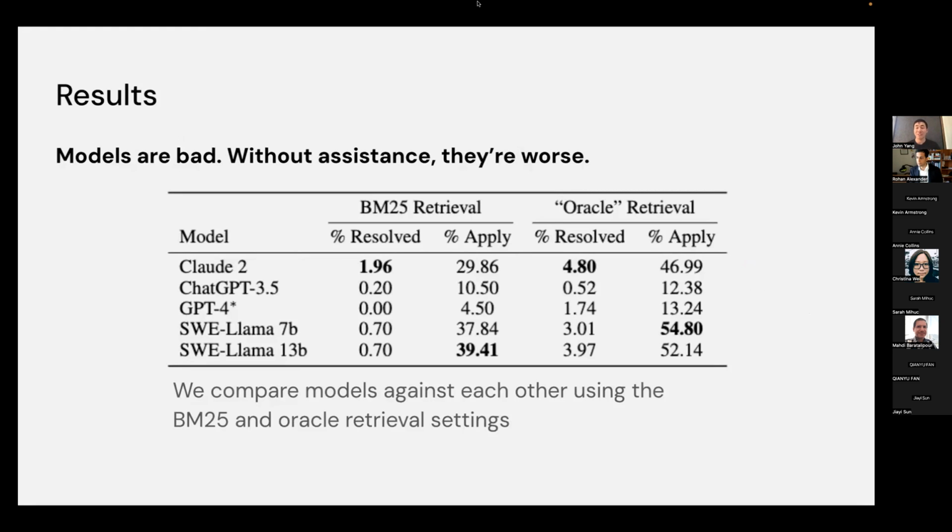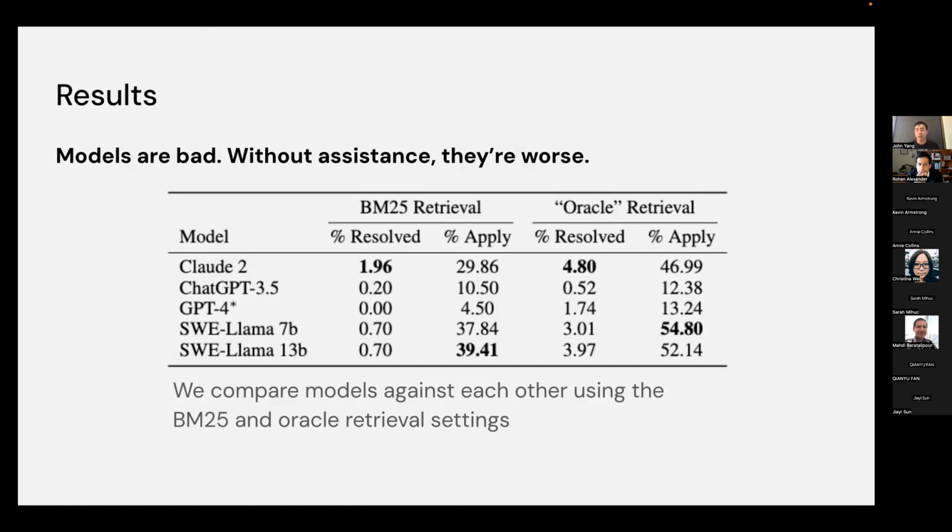Now we can get into the results, which are pretty exciting. In a nutshell, models are pretty bad, and without assistance in terms of the oracle retrieval, they're even worse. The results that we're seeing here are the percent resolved, which refers to the percentage out of 2,294 task instances that were successfully resolved by a model. And just as a reminder, by resolve, what we mean is that a model has generated a patch, the patch was applied successfully, and then when the unit tests were run, the model's changes passed all of the unit tests.